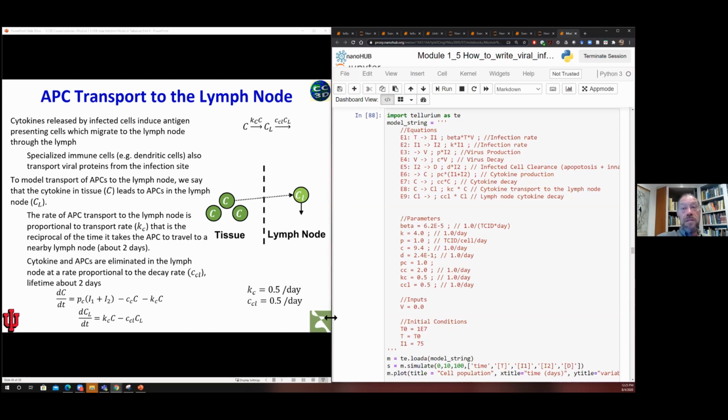We're also going to assume that once the signal gets there, once the antigen-presenting cells get to the lymph node, they last for about 2 days there. And so we're going to have an equation for dCL/dt that is Kc times C, where C is the concentration of cytokine in the tissue, minus Cl times CL, which is the rate of decay of the antigen-presenting cells in the lymph node.